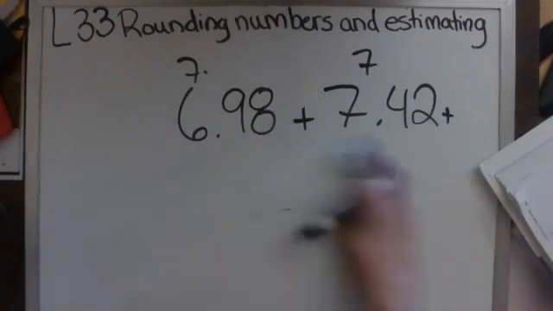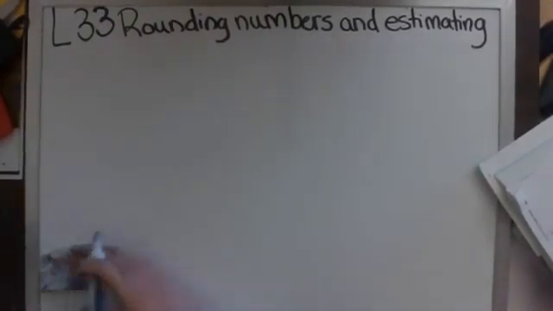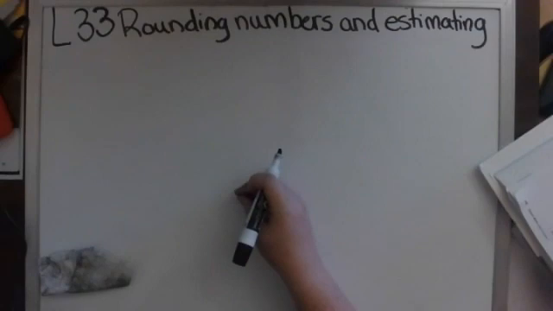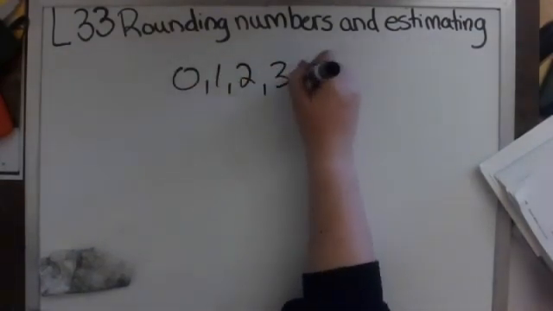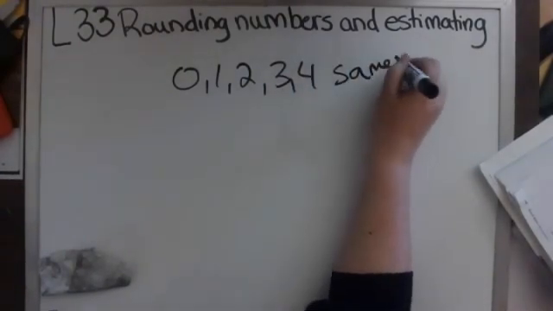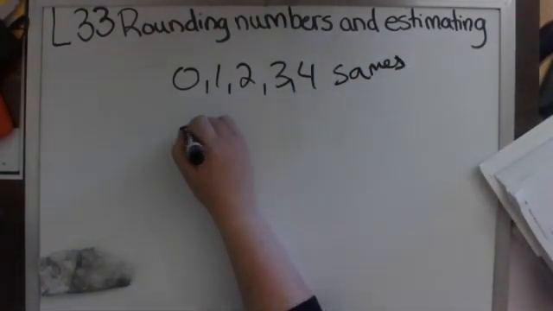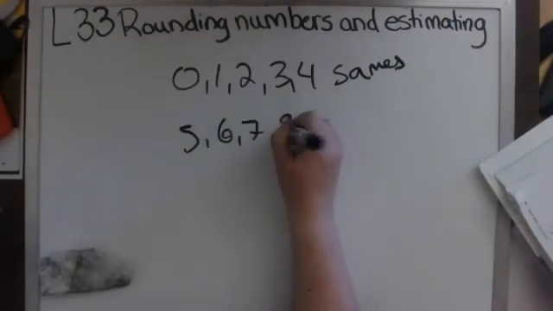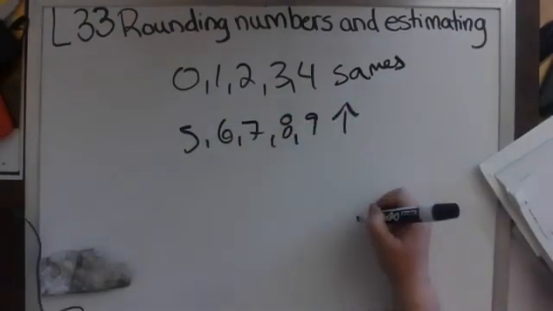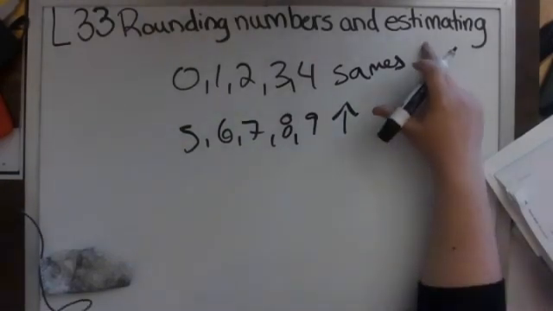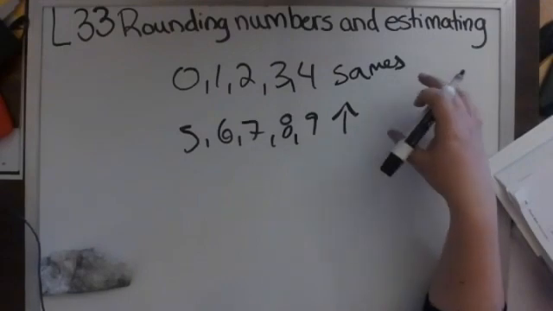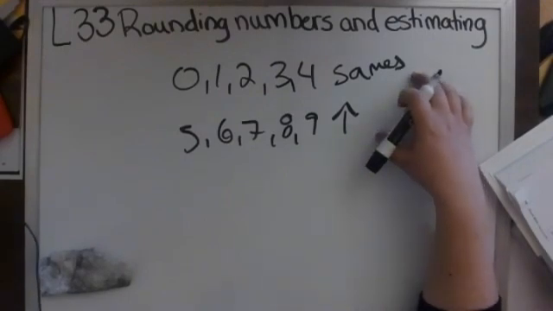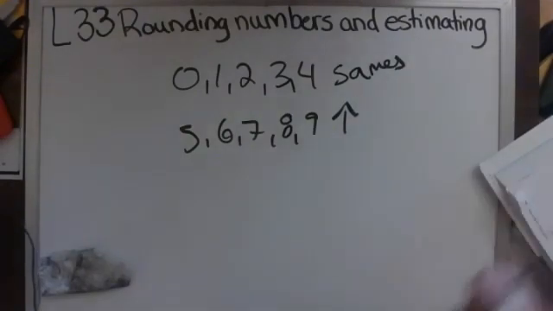Again, if you are rounding, you are looking at the number beside the place you want to round. If it is 1, 2, 3, or 4, it stays the same or rounds down, and 5, 6, 7, 8, and 9 go up to the next number. That's the same if they tell you to estimate the answer: you are still rounding both numbers before you subtract, add, multiply, divide, whatever it is they want you to do with it. That is lesson 33 for Saxon 5, rounding numbers and estimating.